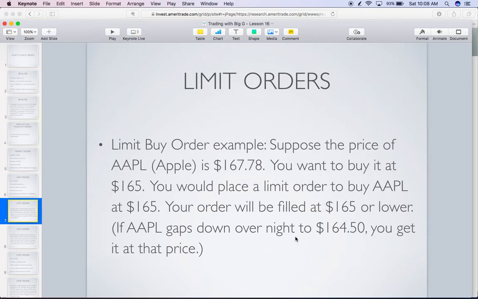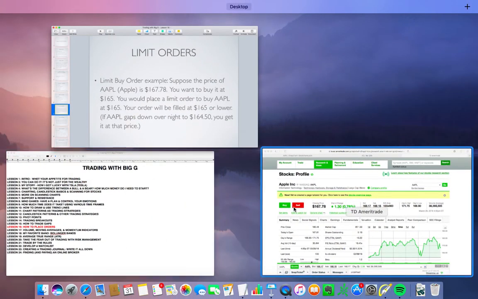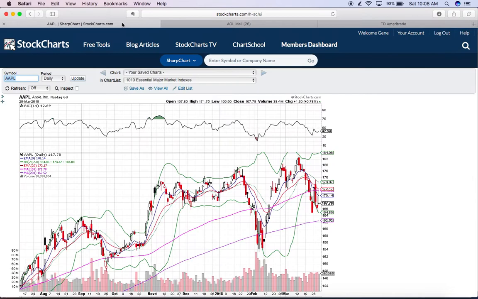So with a limit order, you determine how much you're willing to pay, and that controls your risk even more. For example, if we're looking at an Apple chart, and again, I'm not suggesting you buy Apple today, but if you, for whatever reason, decided you wanted to buy it down here around 165, if it goes down to 165 or lower, you're in. Your order goes through. But if it never goes to 165 and it stays above 165, your order is just going to stay there.